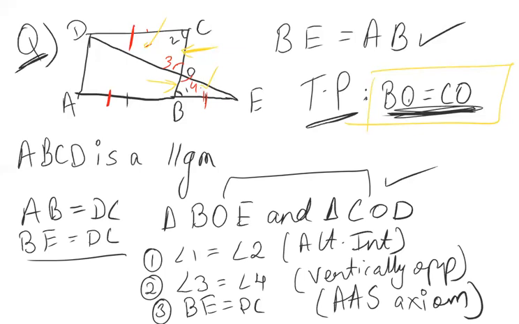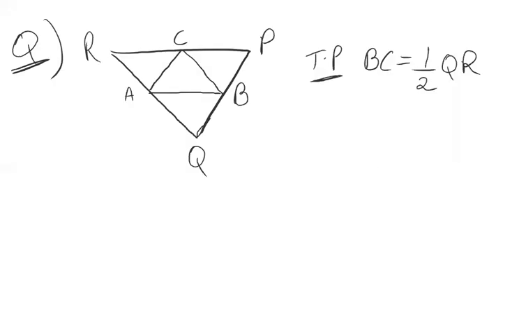So before you watch this video, you need to watch the video about triangles and congruency. Then only you'll be able to solve the quadrilaterals and the questions on this chapter. Okay, so as you can see, the question is right in front of the board, and we need to prove that BC is equal to half QR.